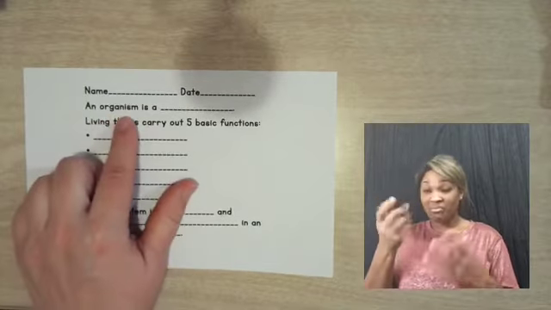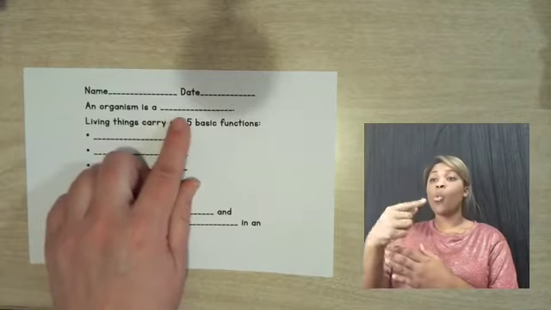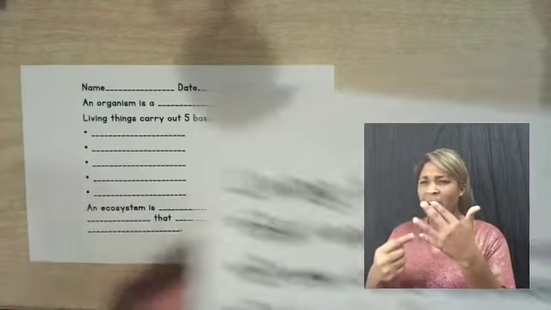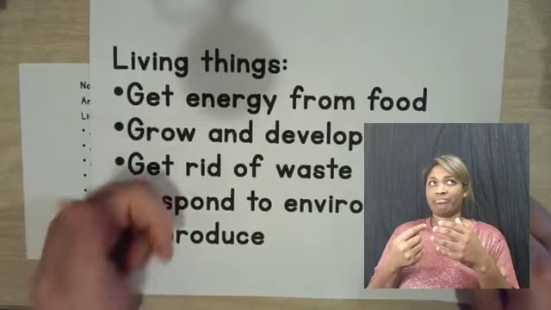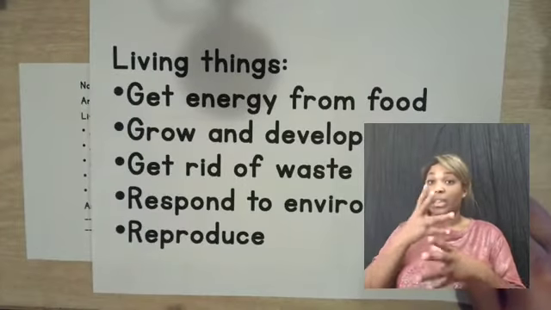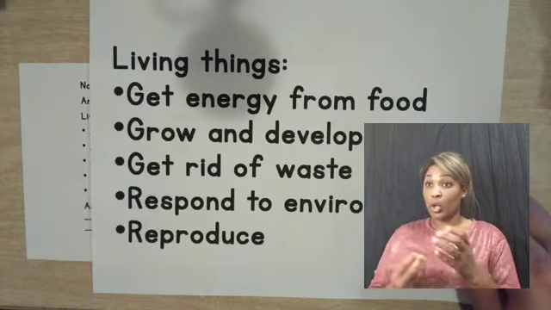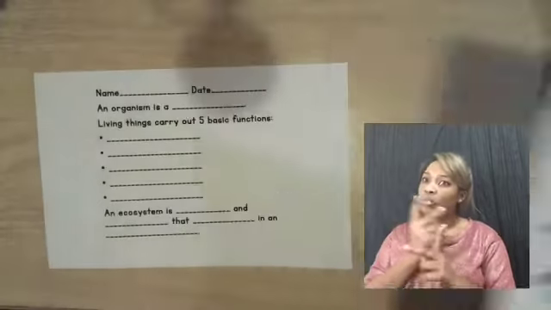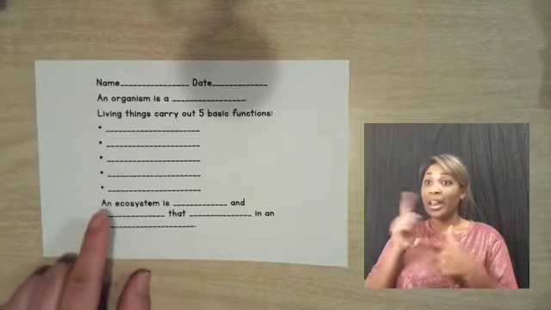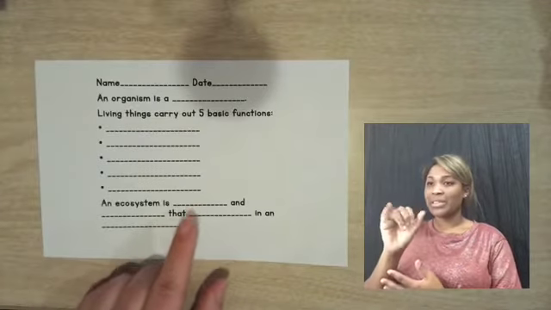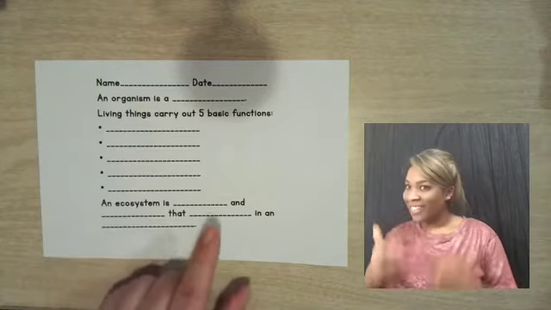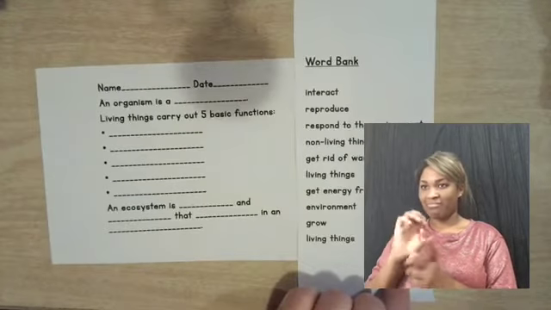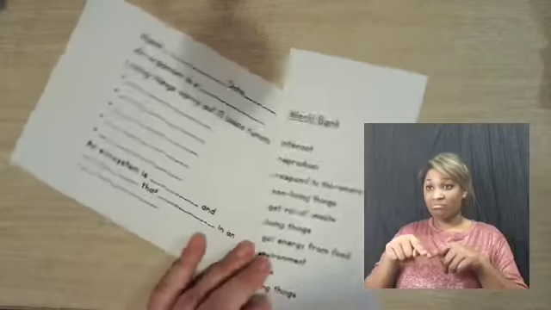You're going to need to know that an organism is a living thing. You're going to need to know the 5 basic functions that living things carry out. So you're going to need to know that they get energy from food, they grow and develop, they get rid of waste, they respond to their environment, and they reproduce. And then you're going to need to know that an ecosystem is living and non-living things that interact in an environment. You will have a word bank, so this will help you out. But you'll need to watch the video several times because you want to make sure you know it.